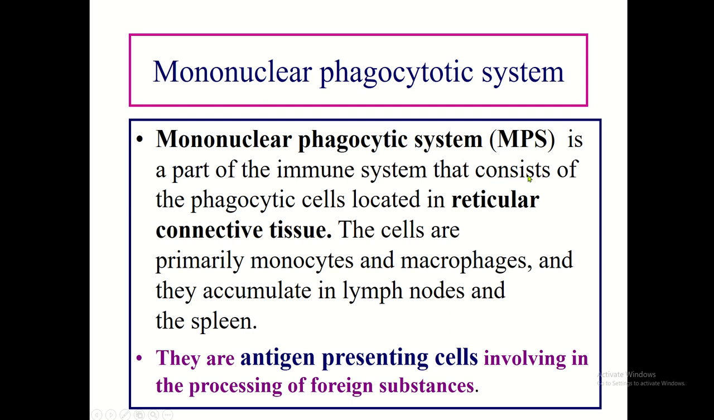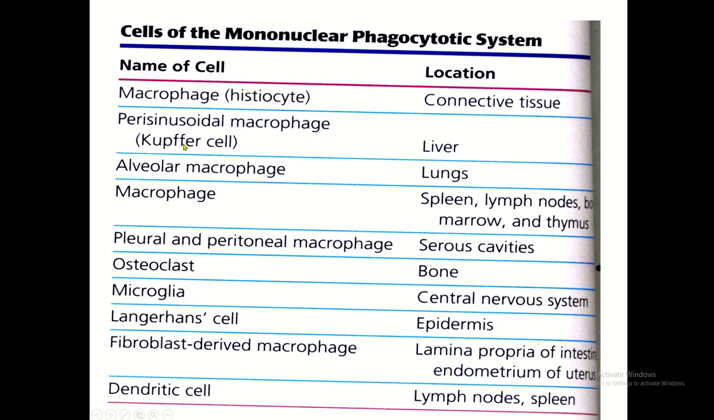The mononuclear phagocytic system is the part of the immune system that consists of phagocytic cells located in the reticular tissue. The cells are primarily monocytes and macrophages, and they accumulate in lymph nodes and the spleen. They are antigen presenting cells involved in the processing of foreign substances. These are the list of the cells of the mononuclear phagocytic system.